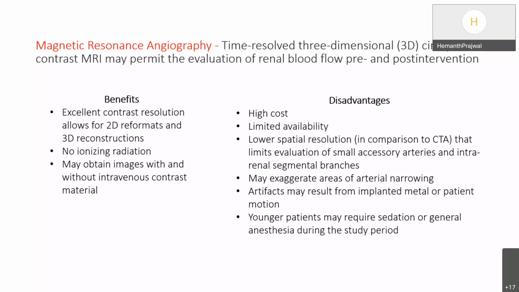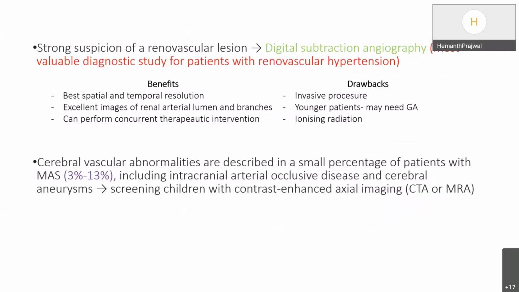Disadvantages being limited availability, high cost, lower spatial resolution relative to CTA that limits the evaluation of small accessory arteries and intrarenal segmental branches, and it may exacerbate areas of arterial narrowing. Artifacts may result from implanted metal or patient motion, and younger patients might require GA.